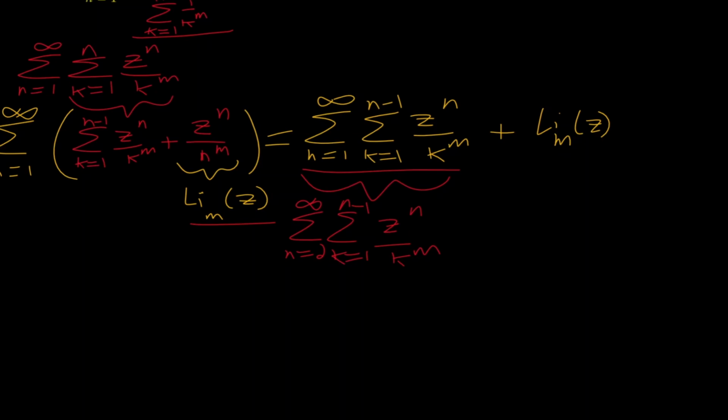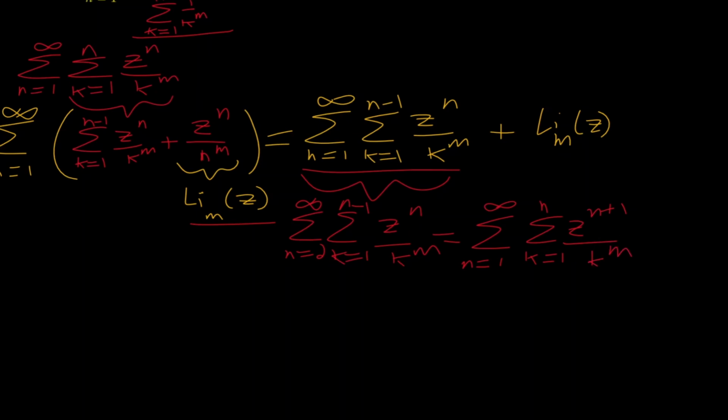So what we can say now is that this can become the sum from n equals 1 to infinity, our upper bound is not going to change, obviously. The sum from k equals 1 all the way up to n now. But what that means is that the z term is now not z to the n. It's going to be z to the n plus 1. So now we have z to the n plus 1, all divided by k to the m.